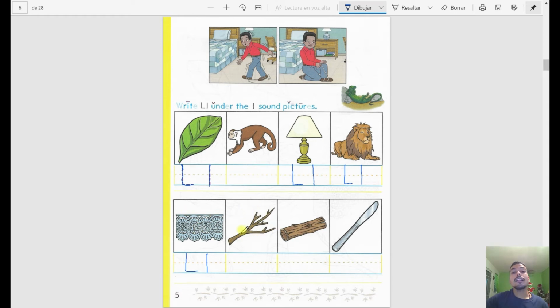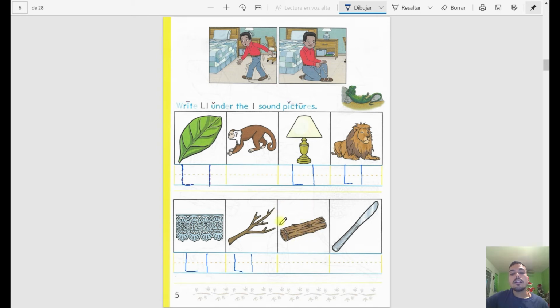The next one here. This is called a limb. Limb, and limb has the sound L. Limb, it has the sound. Yes, regular limb has it too, right? So we have to write the letter L in uppercase and lowercase under the limb. Very good.